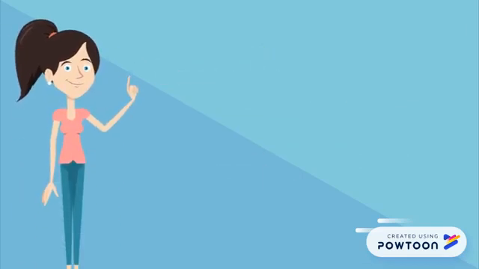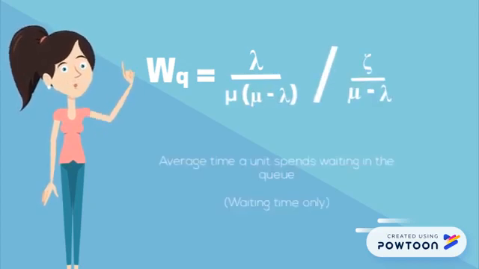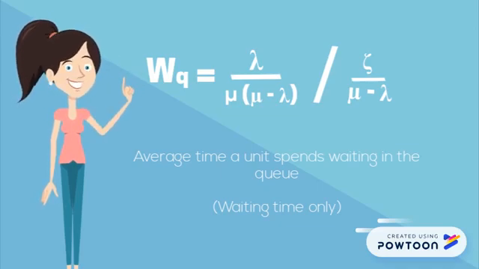And finally, WQ. WQ is equal to lambda over mu minus lambda. This formula should be used to represent the average time a unit spends waiting in the queue. Remember, waiting time only.